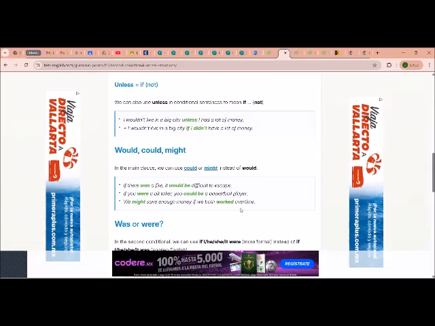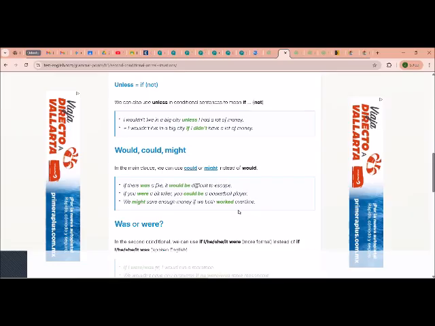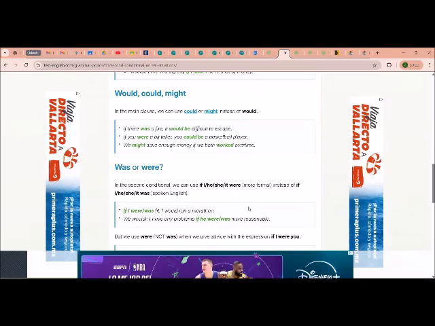All of these are conditioned on things that are unreal. All of these are wishes. So the results are all wishes. Here in the second condition, since we're using the past simple, we need to remember that some of our verbs will be irregular. For example, the verb to be.